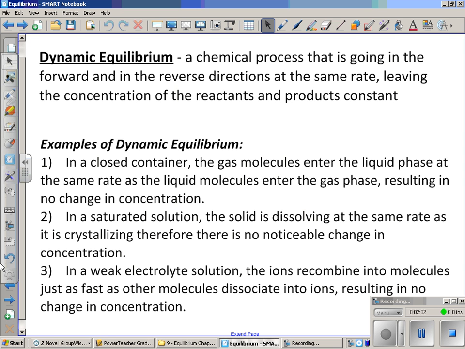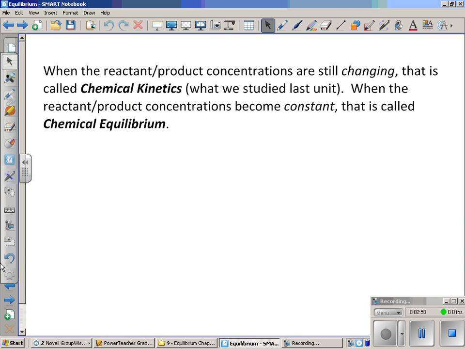Or like in a weak electrolyte, like a weak acid or a weak base. We talked about the fact that they don't completely dissociate. They only partially dissociate, but technically the dissociation is constantly happening. It's just some of them are dissociating while others are recombining back into the weak acid or weak base molecule at the same rate. So we're going to be talking about equilibrium as a whole, but I just wanted to give you a refresher on the whole concept of dynamic equilibrium.